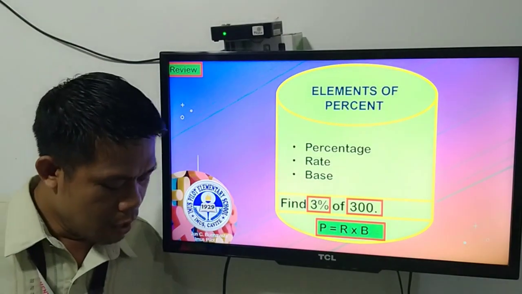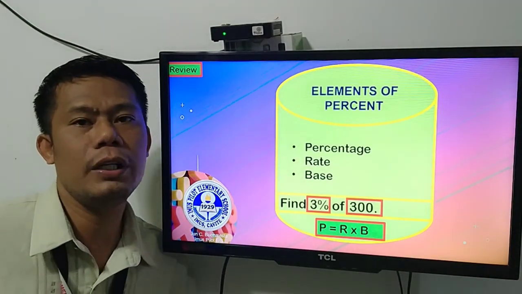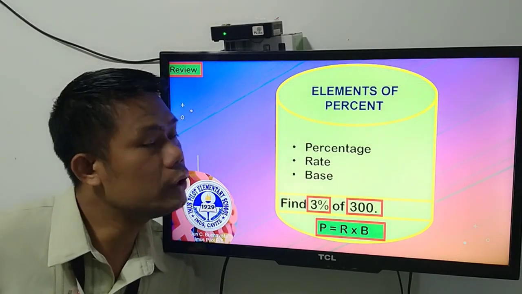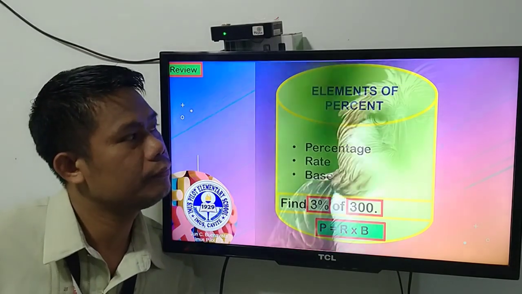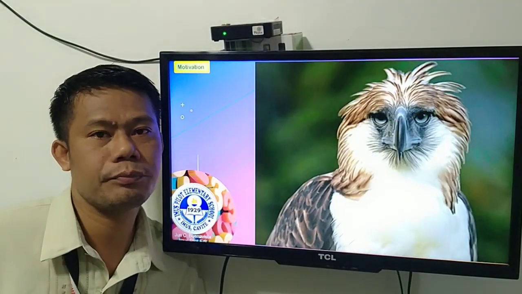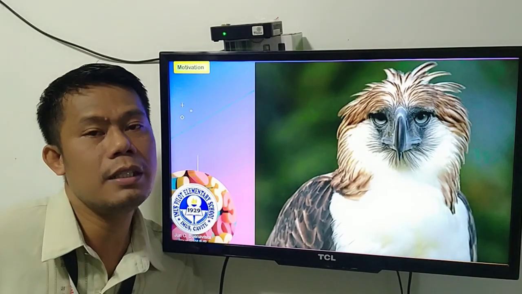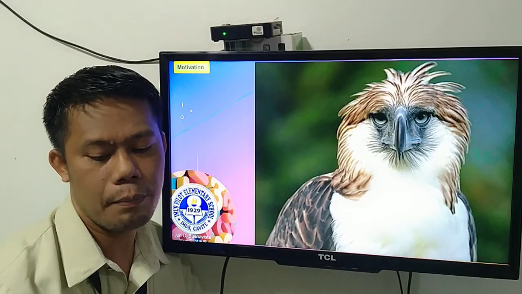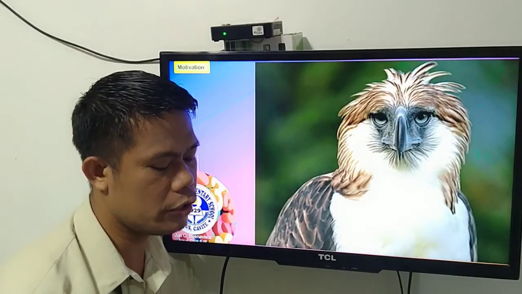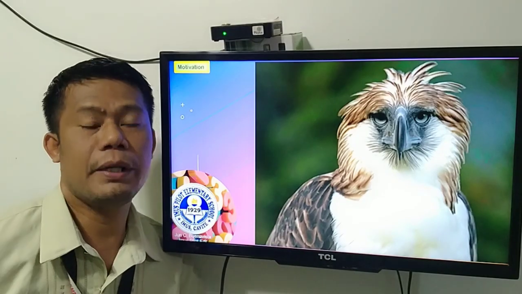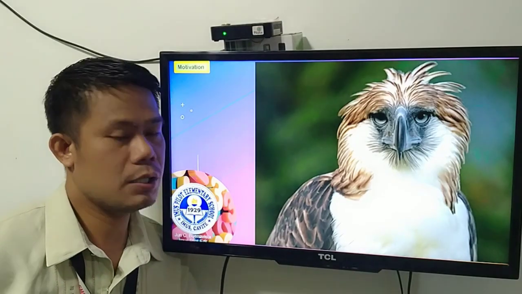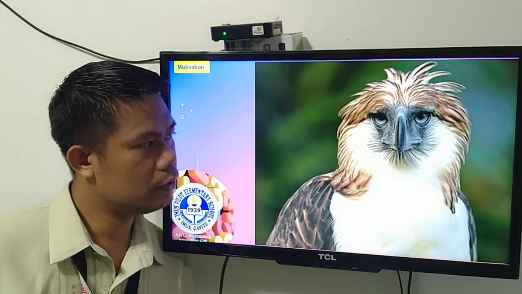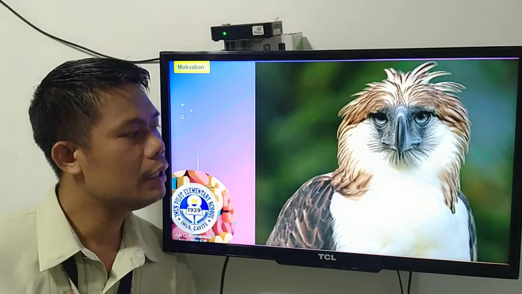Okay, to have more knowledge and more understanding about our lesson this morning, we go now to our lesson. Okay, what have you seen in the picture? That is the Philippine eagle. So the Philippine eagle, class, is one of the country's problems about the extinction of some endangered species in our forests, particularly in the Philippines. So now, class, how can you protect our environment, our Philippine eagle?